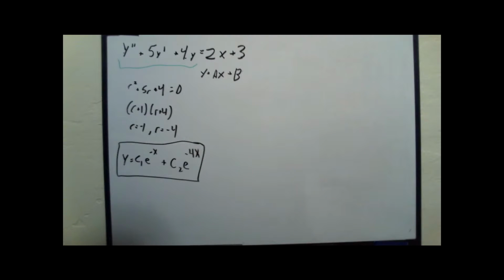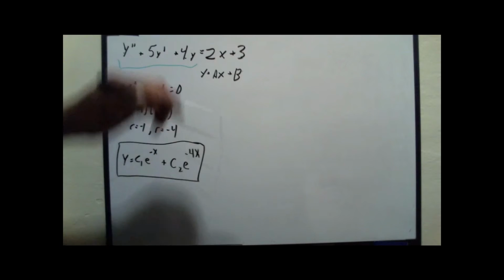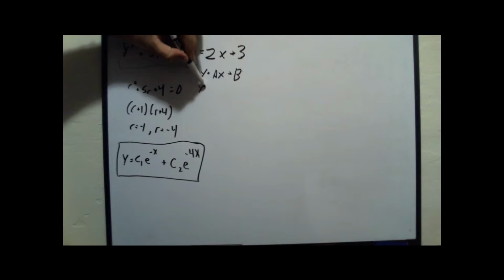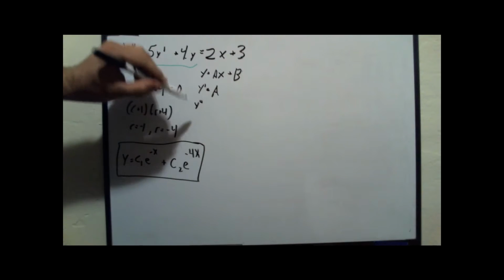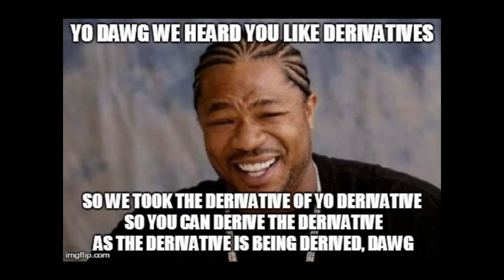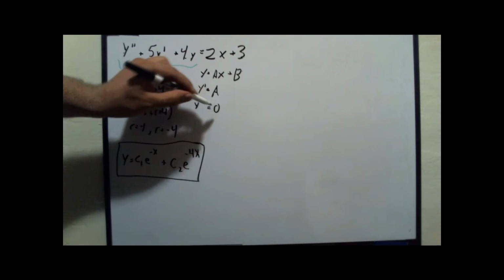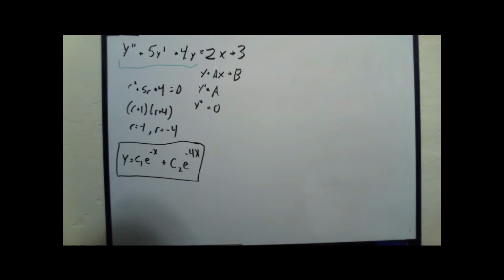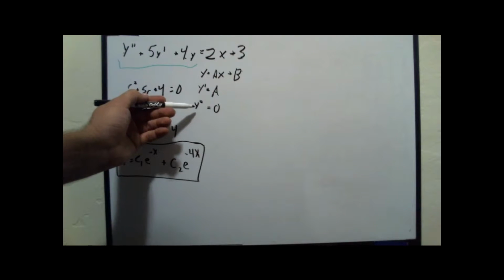Now, if I know what this y is, ax plus b, what is y prime? I'm going to take the derivative. I'm going to say y prime equals the derivative of this, a. And I'm going to say y double prime equals the derivative of my derivative, and that's going to be 0 because the derivative of any constant is 0. So now I have my y prime and my y double prime.